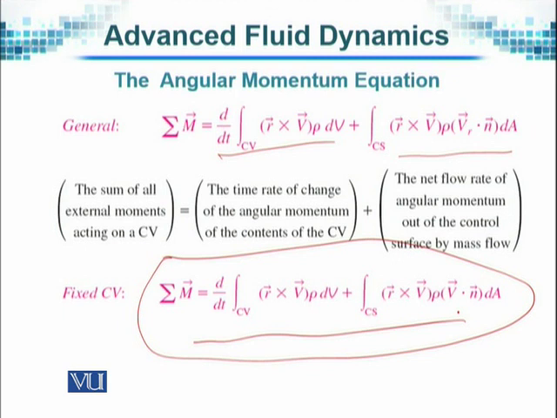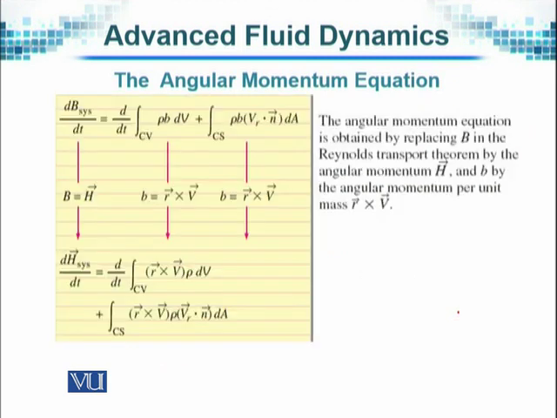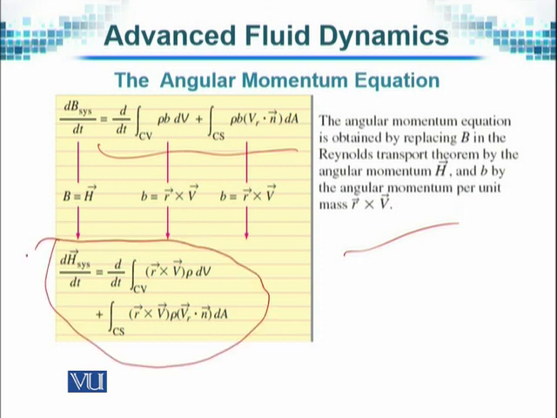The angular momentum equation is obtained by replacing B in the Reynolds transport theorem that we discussed some time ago by the angular momentum H, and small b by the angular momentum per unit mass, r cross V. So you can see this is the equation that we have from the Reynolds transport theorem, and there we made these changes as we just mentioned, and we obtain this equation, which is the angular momentum equation derived from the Reynolds transport theorem.